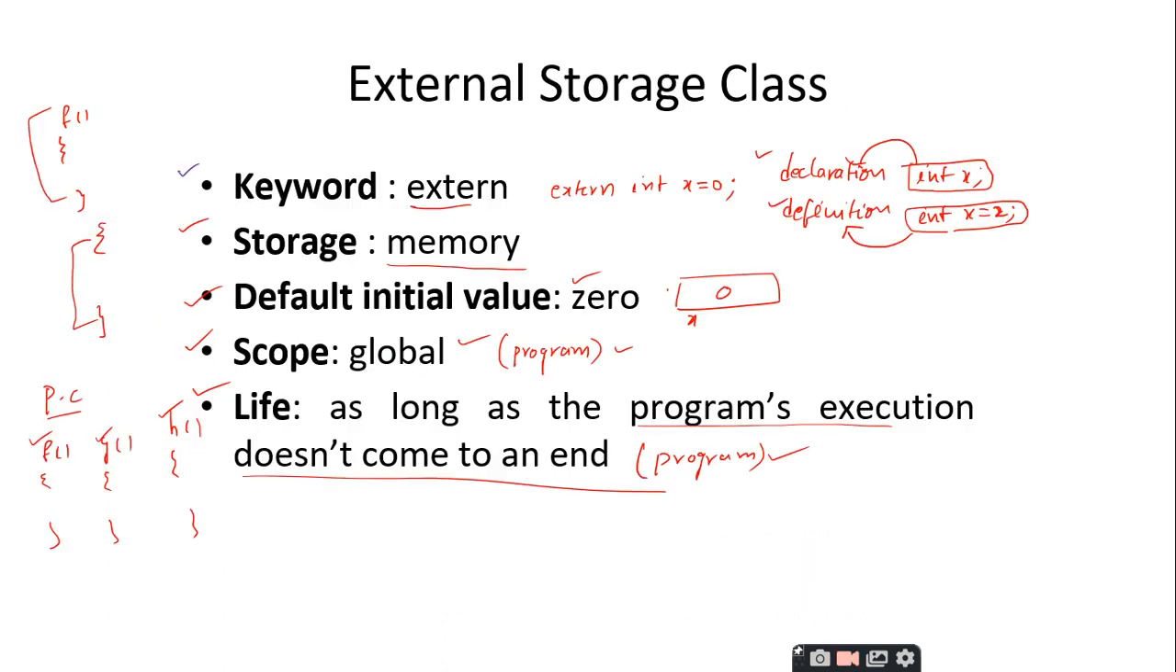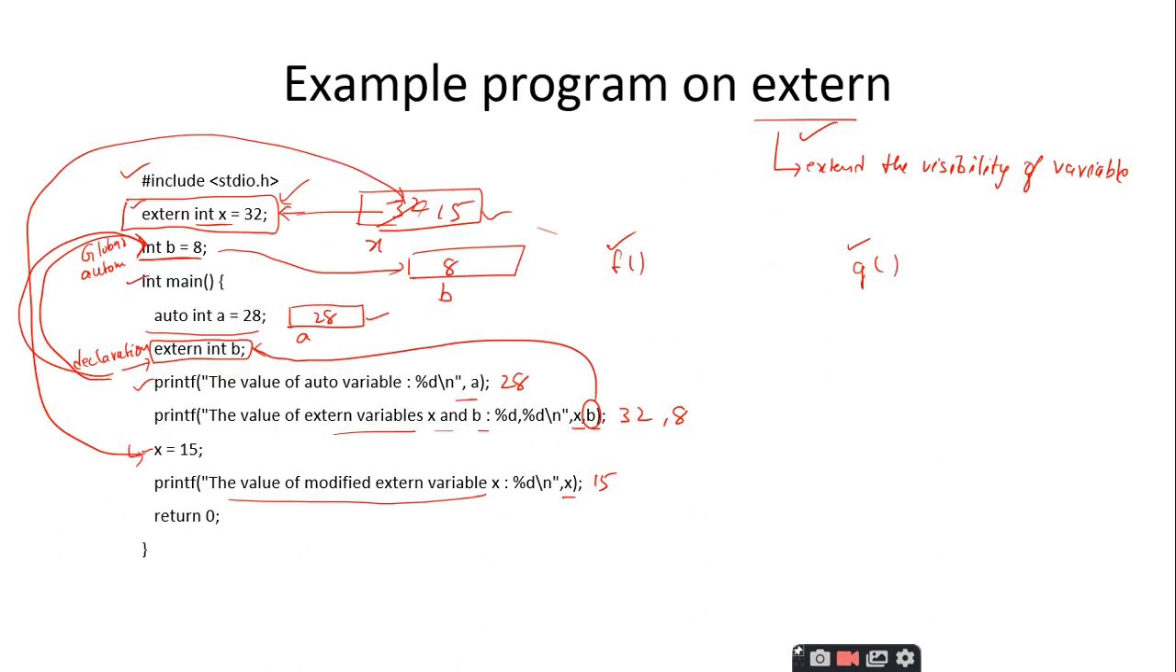And the last storage class is the external storage class, defined with the keyword extern. Storage is within the primary memory, default initial value is 0, scope is throughout the program, life is throughout the program. So you should keep in mind that external variables are always initialized with some default value. That is called the definition of the external variable. So by this we will put an end to our discussion on the storage classes.